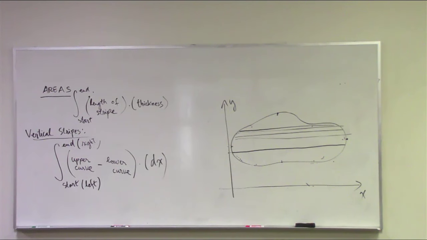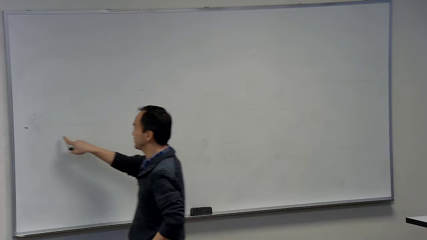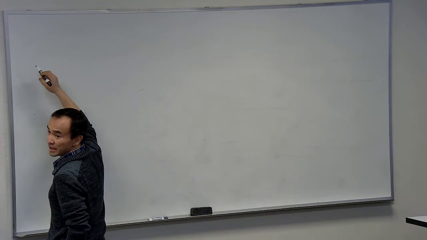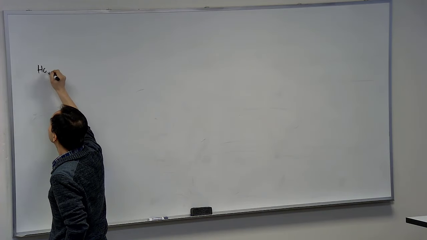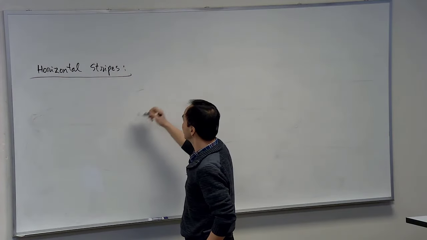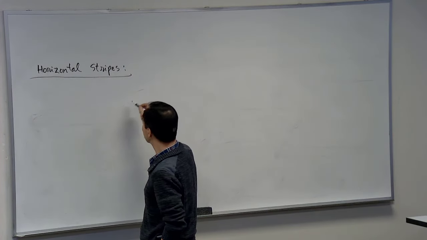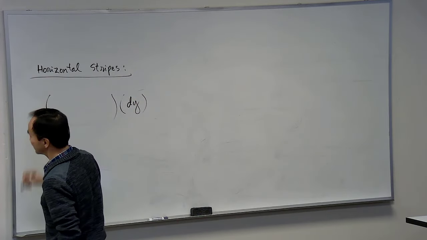Because you notice that the stripe this time lands directly into the y-axis, right? So how do we express the thickness? Dy. Dy, yes, exactly. So the thickness now becomes a dy. Right? And then the length.